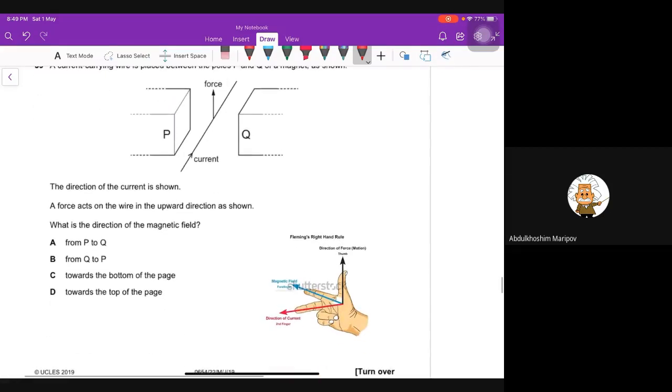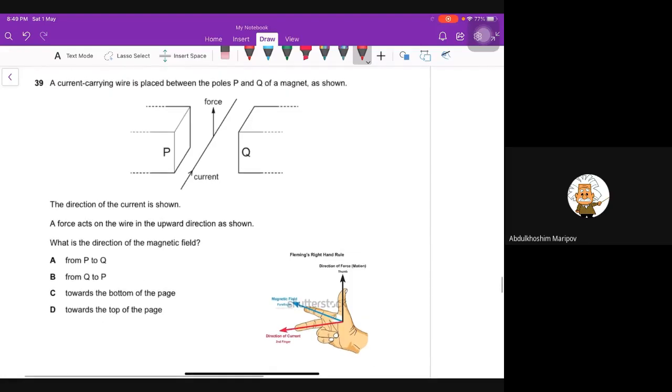All right. So I placed the picture here, guys. Right hand rule. It needs to be visualized, right? A current-carrying wire is placed between the poles P and Q of the magnet, as shown here. The direction of the current is shown. The force acting on the wire is in the upward direction.